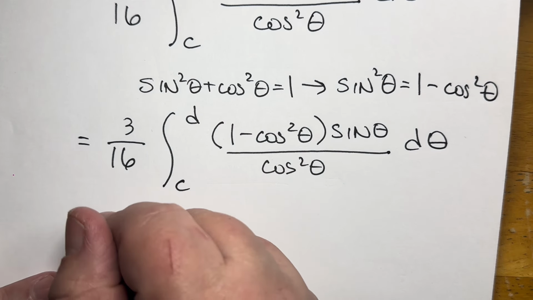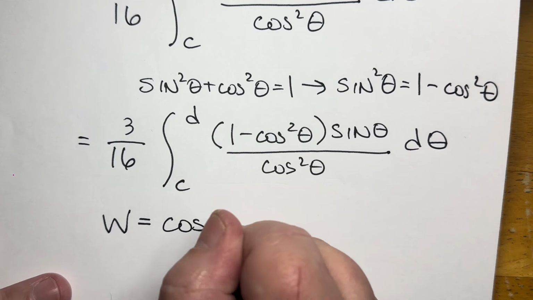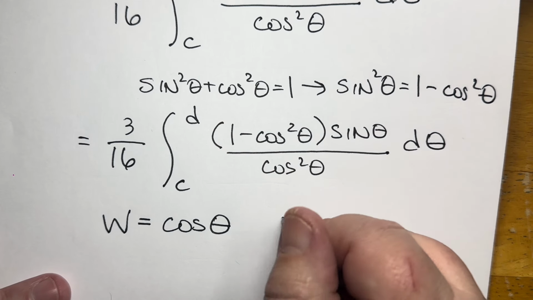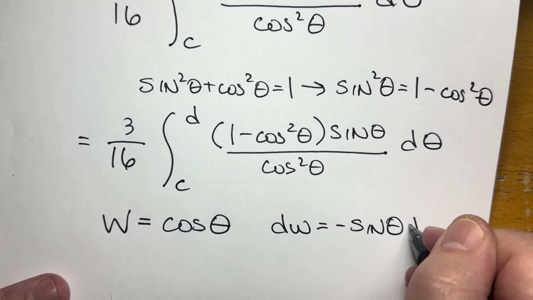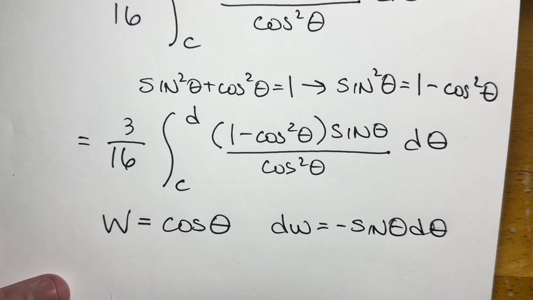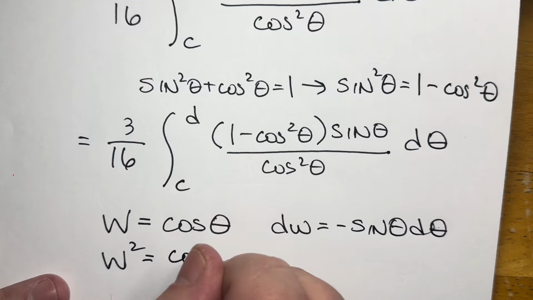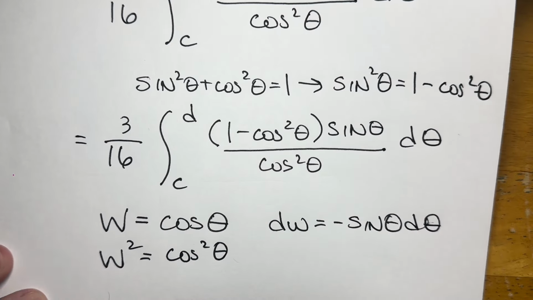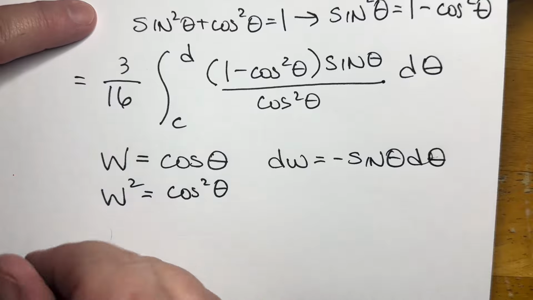So I'm going to use w. Let's let w be cosine of theta. Okay? dw then is the opposite of sine theta d theta, right? That's where we're going to get rid of that. And then w squared is cosine squared, right? So now we're almost there, guys. We really are. We're almost there.